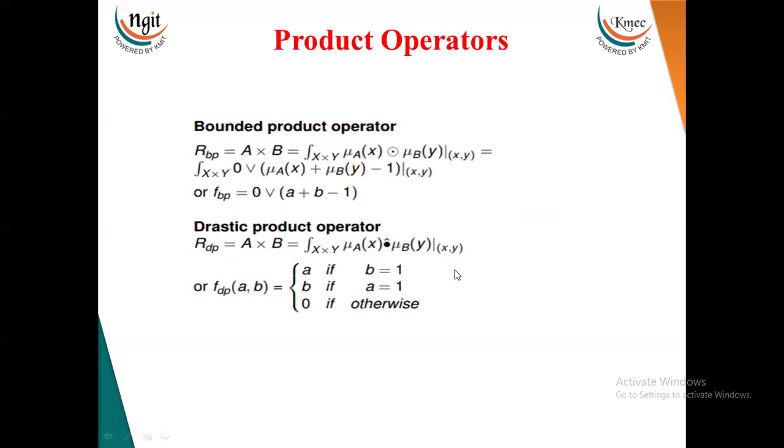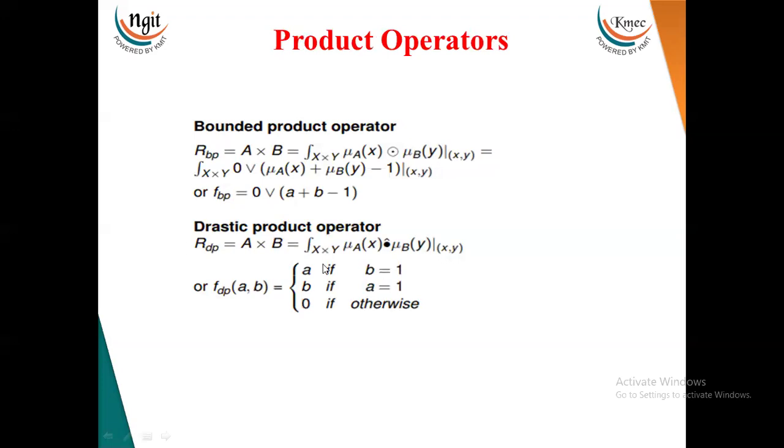Similarly, the bounded product: as we have seen, it is 0 or A plus B minus 1, such that x comma y. Directly, the first one you substitute. Or means we have to take the maximum value: mu A of x plus mu B of y minus 1. So you'll get the x comma y.